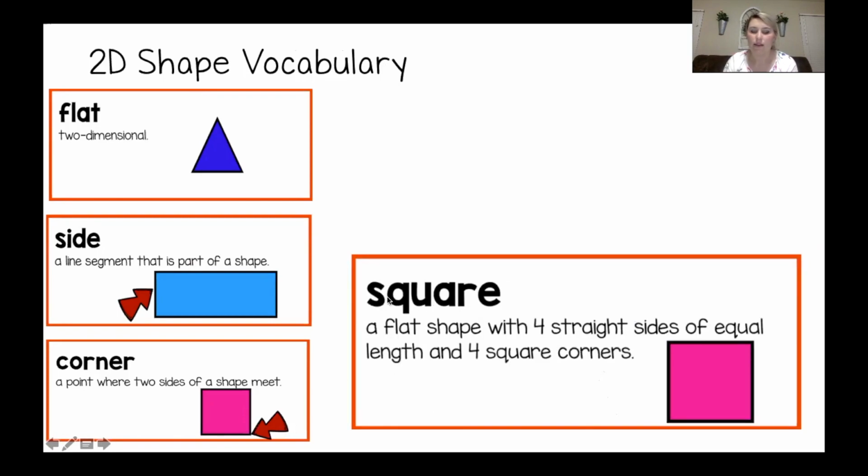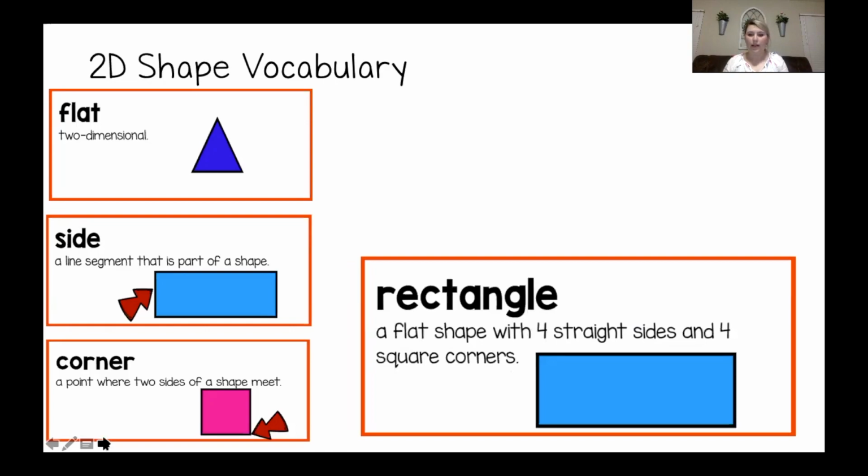The next vocabulary word we need to know is a square. A square is a flat shape with 4 straight sides of equal length and 4 square corners. So here we have 1, 2, 3, 4 sides, and they are all the same length. And then it also has those 4 square corners.